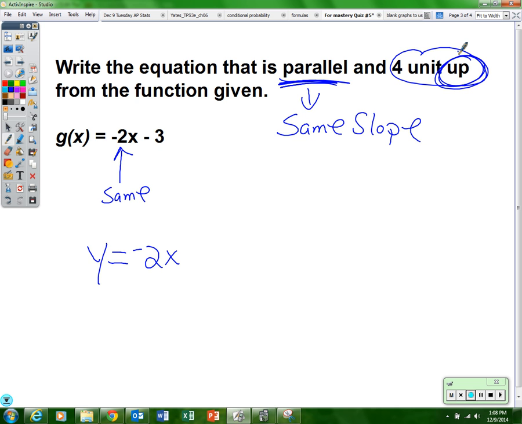Well, 4 units up means we're going to add 4. If it was 4 units down, we would subtract 4. But it's not. It's 4 units up, so we add 4. So negative 3 plus 4 is 1. So that means the new y-intercept for the line that's parallel to that function is 1. So y equals negative 2x plus 1. We're done.